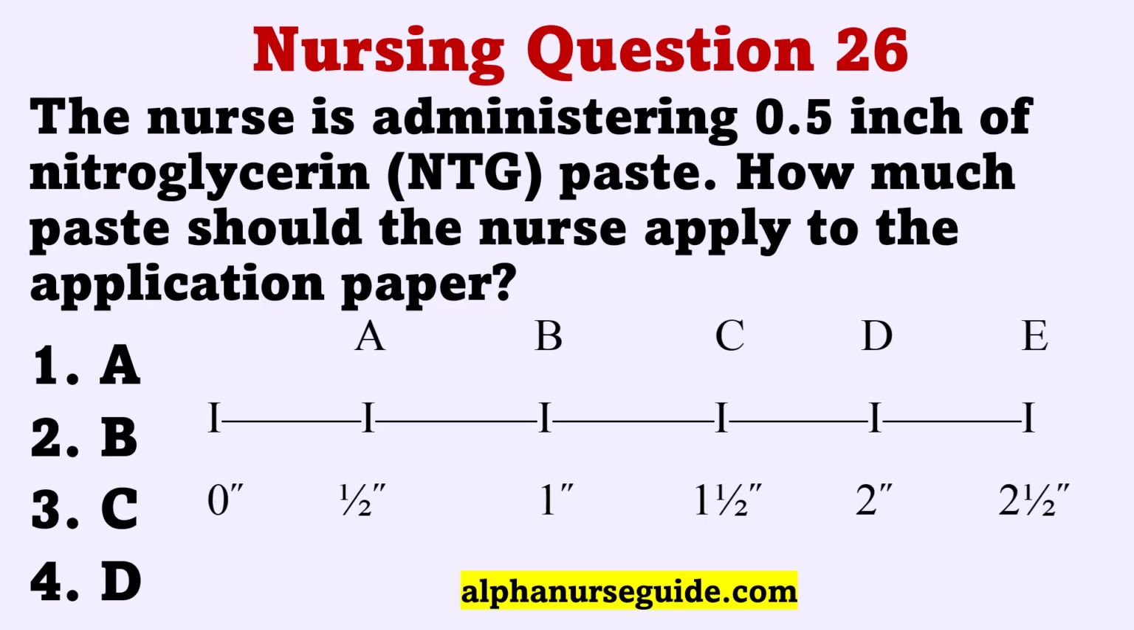The nurse is administering 0.5 inch of nitroglycerin paste. How much paste should the nurse apply to the application paper? 1. A, 2. B, 3. C, 4. D. The correct answer is 1. A. The line is in increments of 0.5 inch, and the order is 0.5 inch. Therefore, the nurse should apply this much paste.